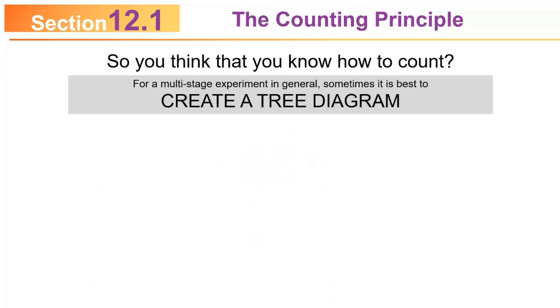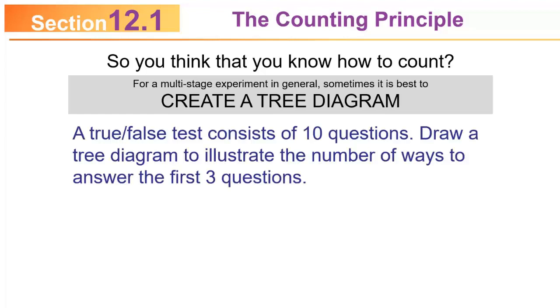Creating a tree diagram is also a strategy, and in fact, it's probably a more general strategy than building a table. Typically, you're going to build a table when you have a 2-stage experiment. A tree diagram is useful even if there are 3 or 4 or more stages, and I'll show you what I mean. Suppose a true-false test consists of 10 questions. We want to draw a tree diagram to illustrate the number of ways to answer the first 3 questions.